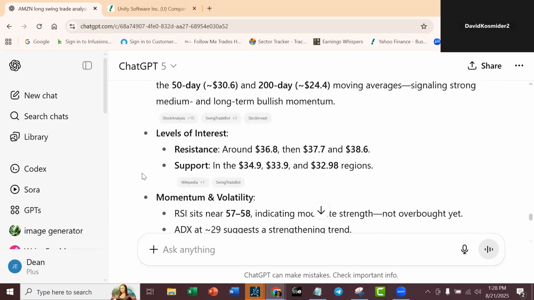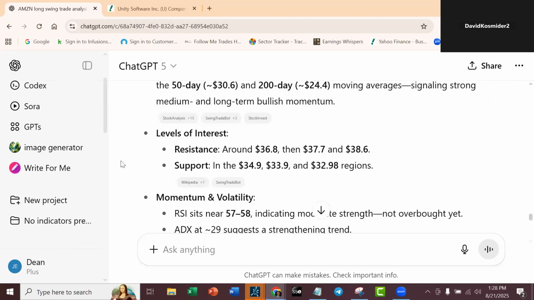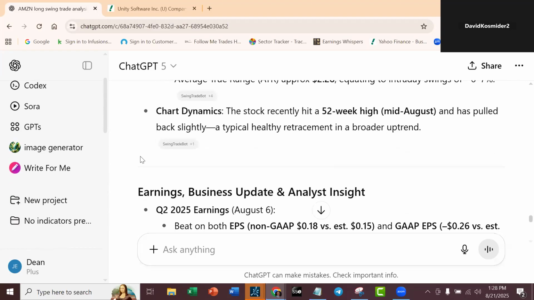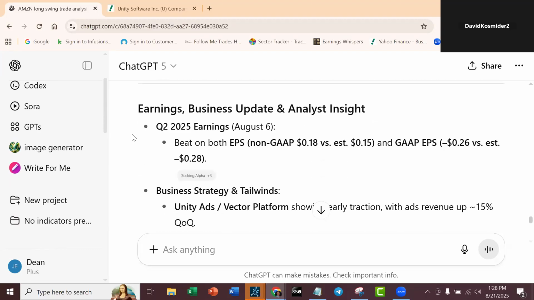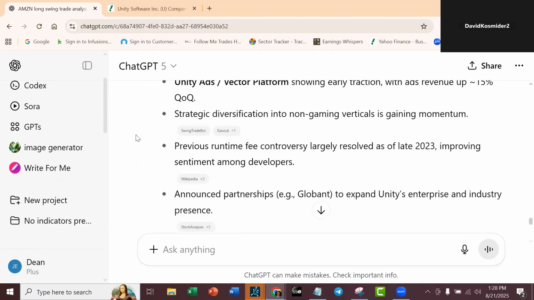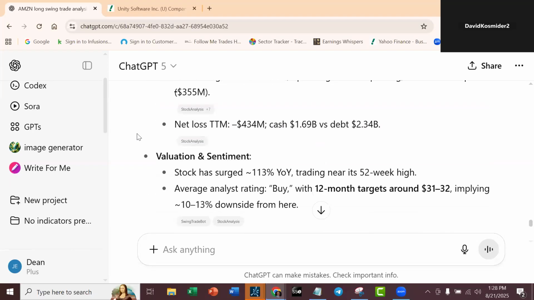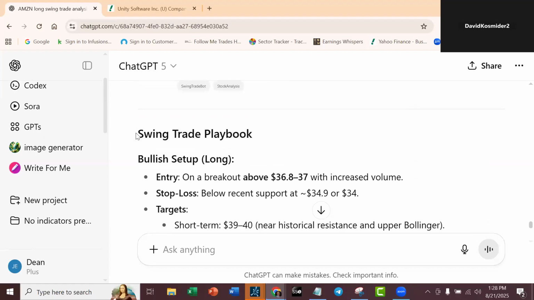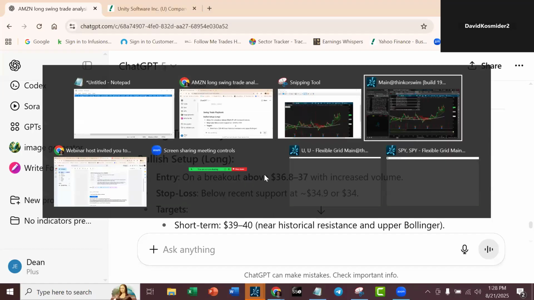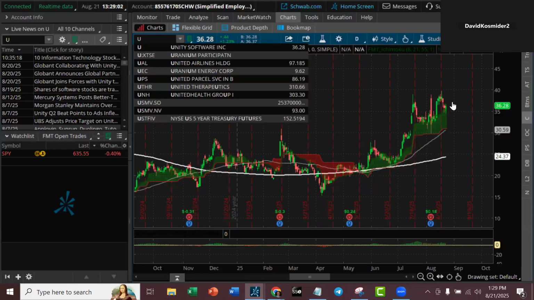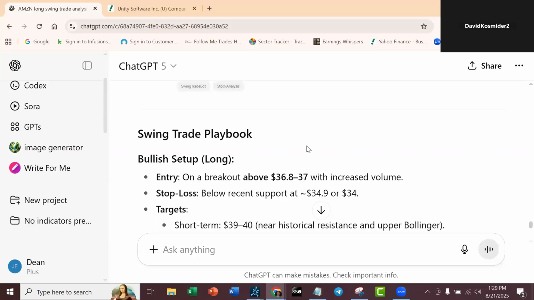Price movement, level interest, resistance around 36, support 34. RSI, I don't care. Pullback, earnings. Just some kind of background stuff. You can read that if you're interested. What does it say about the playbook? Long. Breakout above 36.8. What did I say? Right about there. I have my line above here at 36.28, so 36.8. Yeah, we're in agreement on that.